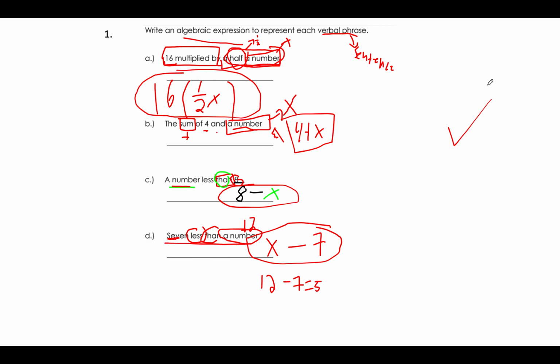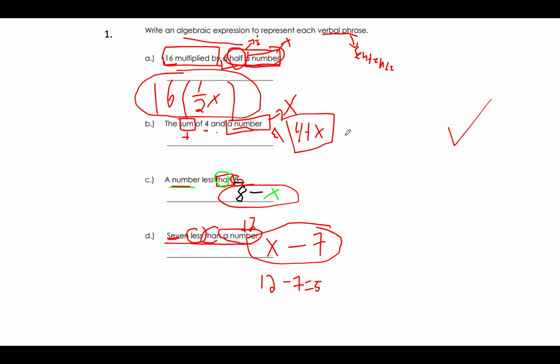So we are once again turning verbal phrases or sentences into algebraic expressions, or turning it into math. Our first question says the following: 16 multiplied by half a number. So half a number we know is going to be 1/2 x. We always represent numbers as numbers. Whenever it says a number, we represent that by writing x. And taking half of that is going to be 1/2 x. We're going to do 16 multiplied by that, which is going to mean 16 multiplied by the value 1/2 x. So that's going to be our first one.